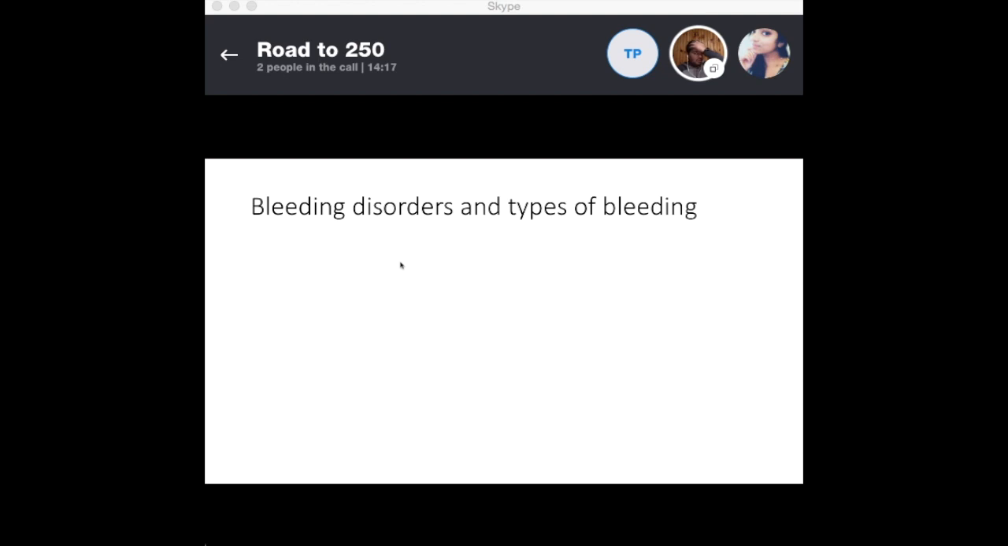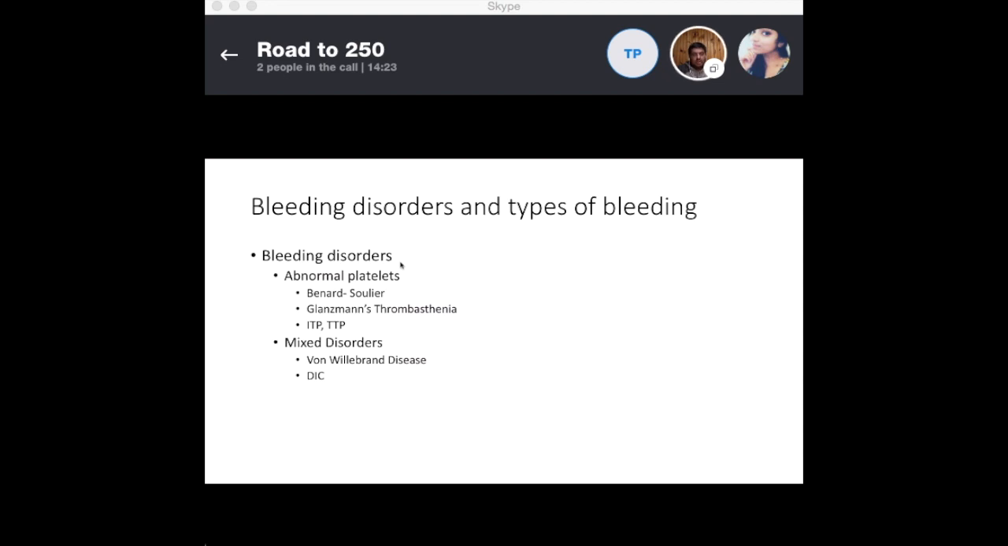All right, so we're going to talk about bleeding disorders and the different types of bleeding. Bleeding disorders are either due to abnormal platelets, abnormal coagulation, or certain mixed disorders. What we're going to cover today are just these sets here, and these are both coagulation and platelet disorders. And I'll briefly mention DIC because it comes up a little bit.